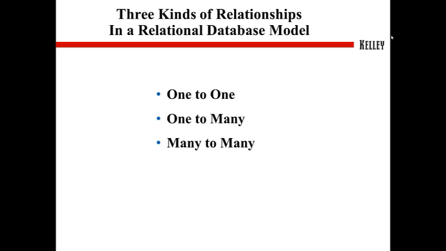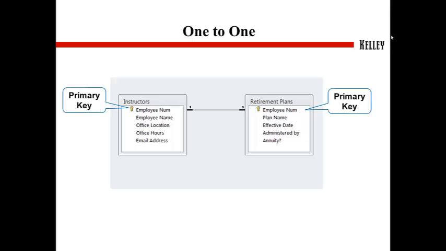The relationships that you can create in today's database model, there are three kinds: one-to-one, one-to-many, and many-to-many. Let's take a look at each one of them here. First one is a one-to-one relationship, and in this example I have a table of instructors and a table of retirement plans, and for each instructor you can have one and only one retirement plan. For each retirement plan you can only have one and only one related instructor, and you can create this one-to-one relationship by setting it up for both tables to have the same primary key.